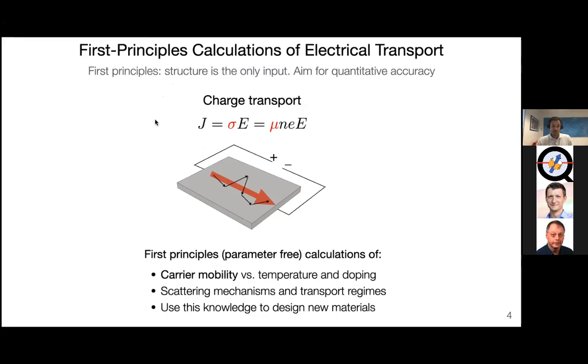I will show you today that with these first principles techniques, we can predict the transport properties, for example, the mobility as a function of temperature and doping with a high accuracy in various families of materials. But we can also shed light on the microscopic mechanisms that govern transport and ultimately use this knowledge to help the design of new materials.